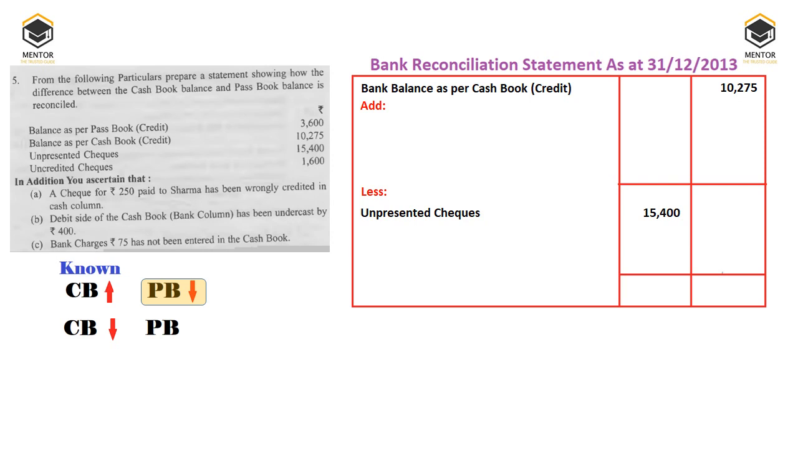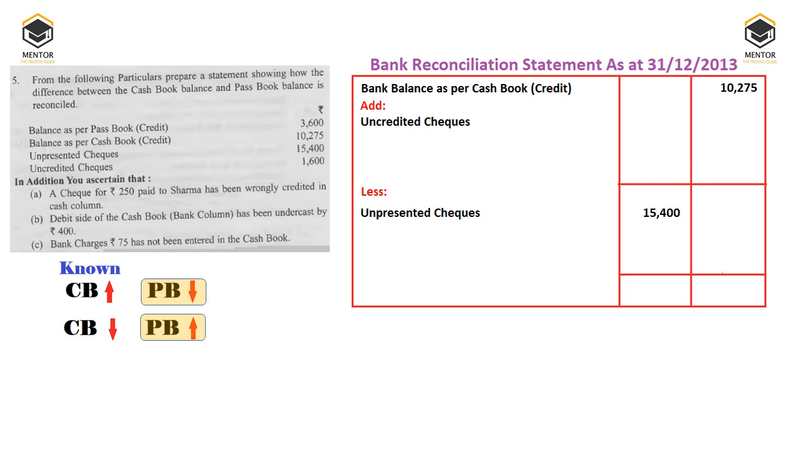Whereas this entry has not been posted in the passbook, in the sense that the banker did not collect this check amount and credit it in the passbook. Therefore, the passbook overdraft balance will be more. Which one do we need to find out? Passbook. Therefore, add it. Uncredited checks. Clear? Next, a check of 250 paid to Sharma has been wrongly credited in the cash column.